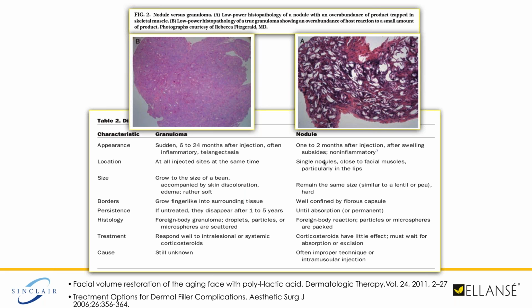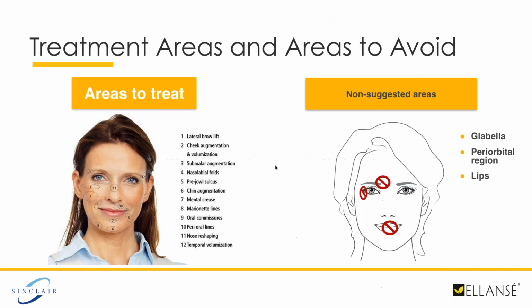Under examination with the microscope, a nodule is distinct from a granuloma. The histopathology of a nodule reveals an overabundance of product, while the histopathology of a true granuloma shows an overabundance of host reaction to a small amount of product, indicating the latter is of immune origin. True inflammatory granulomas are rare, and in clinical practice, with injections of steroids and anti-metabolites such as 5-FU, they rarely recur after treatment.